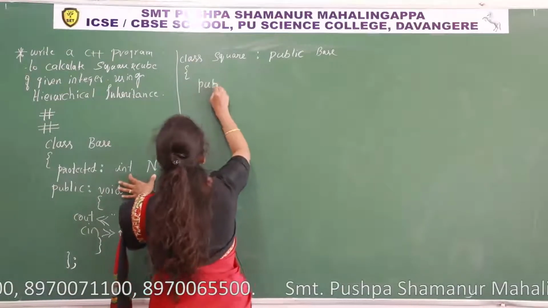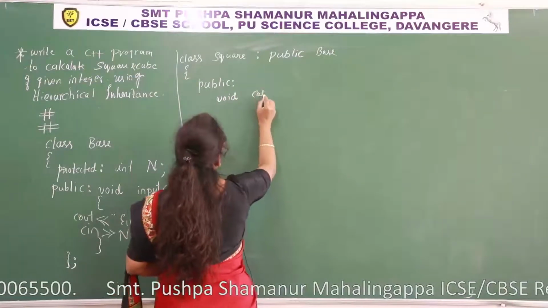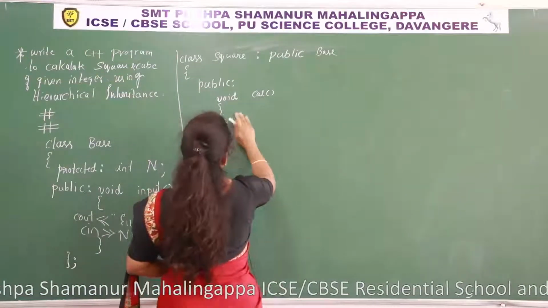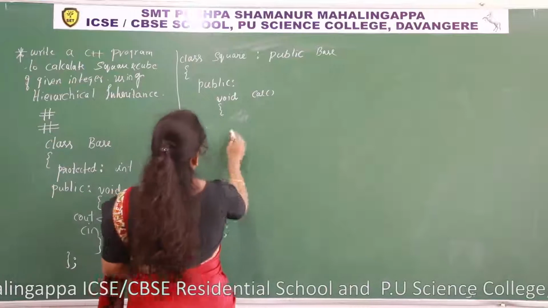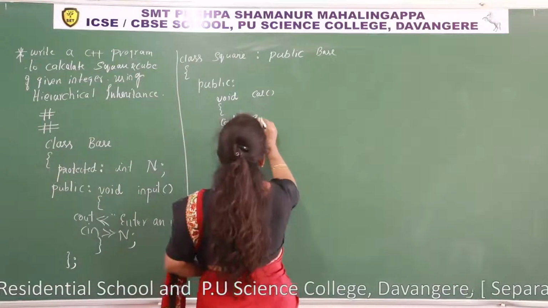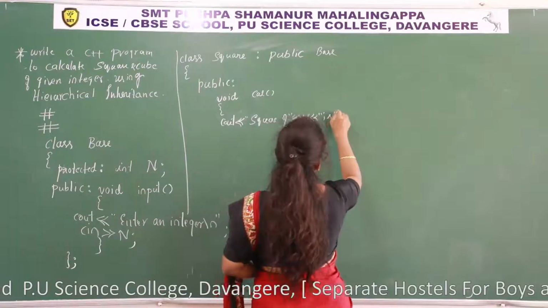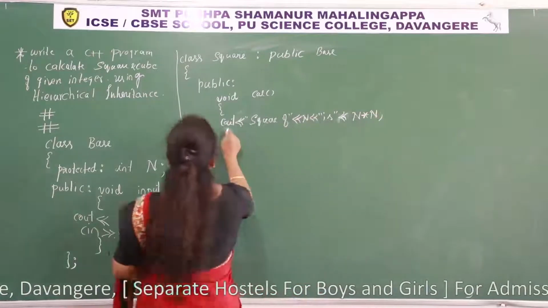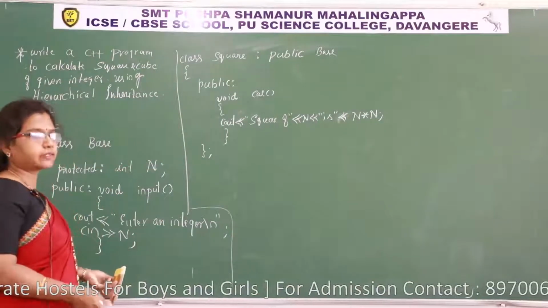In the public section, I'll calculate: void cal, cout << enter, cout << square of n is, n star n. Class close. You can give this example for hierarchical inheritance.